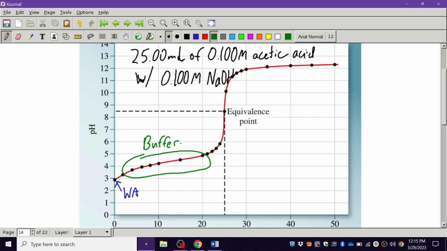The other thing that's true is that at half equivalence, which in this case would be roughly here, what's the pH equal to? Yeah, the pH of this titration mixture at half equivalence should be equal to the pKa of the weak acid.